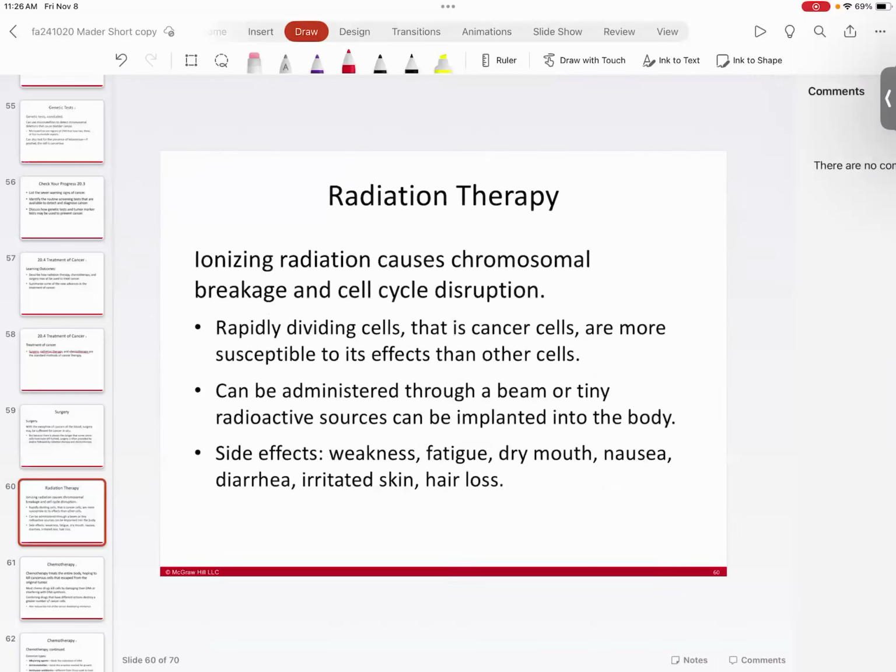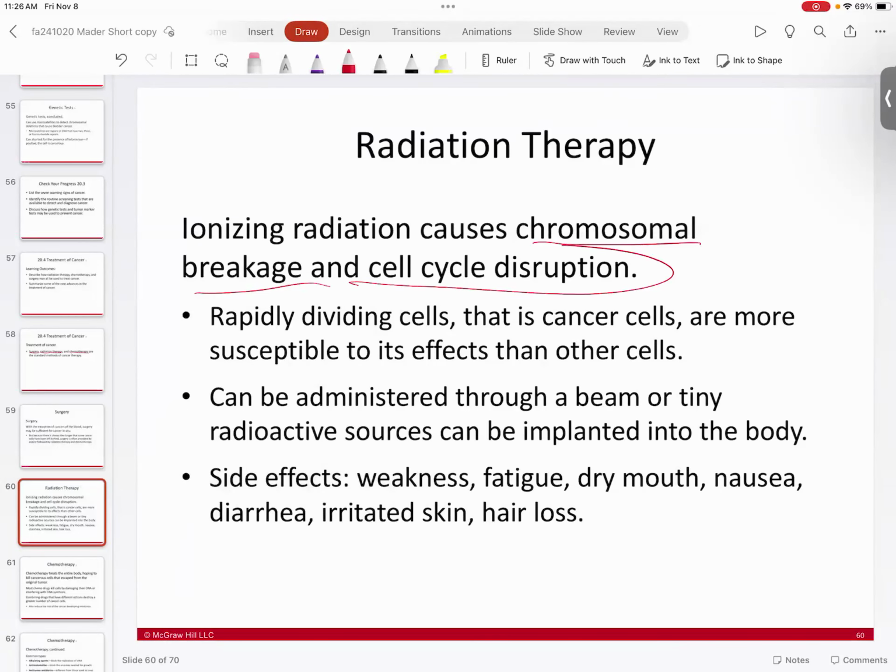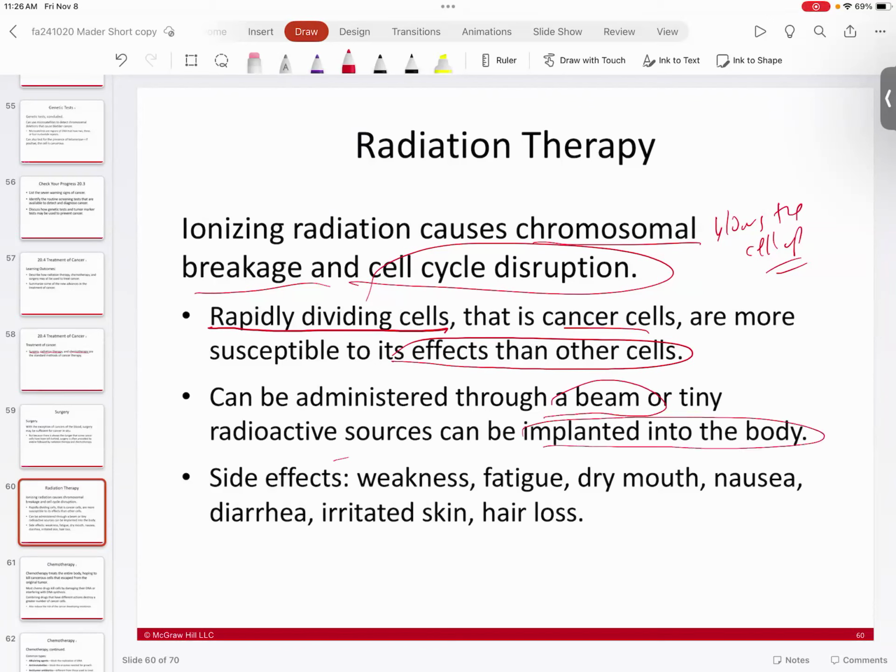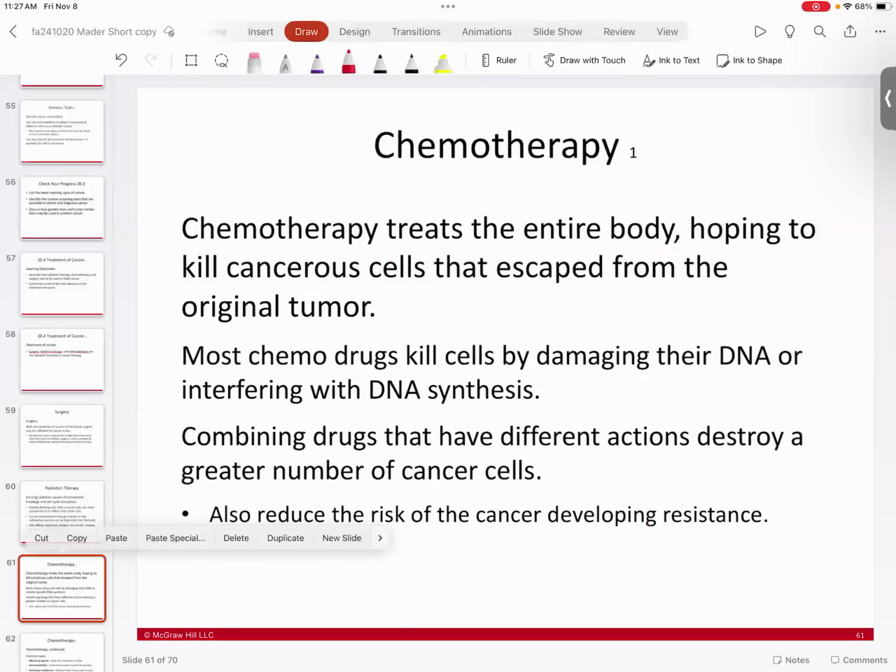Radiation, if you use ionizing radiation, what this will do is cause chromosomal breakage and cell cycle disruption. So it basically blows the cell up, essentially. This affects rapidly dividing cells, that is cancer cells, which are already rapidly dividing, but it also will affect your own normal cells that are also rapidly dividing, like for instance, your skin cells and things like that. So we can cut this down a little bit by administering it as a little beam or little seeds of radioactivity that are implanted into the body, so you can target particular areas and keep normal tissue from being affected, but you will still get weakness and fatigue, dry mouth, nausea, things like that. Basically, the signs of radiation poisoning.